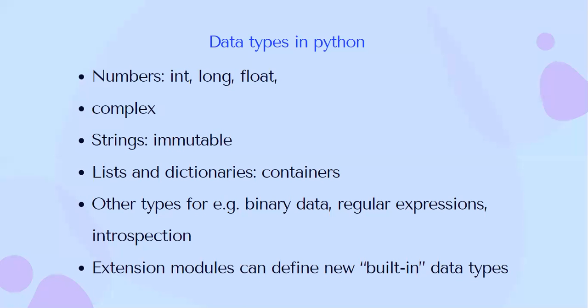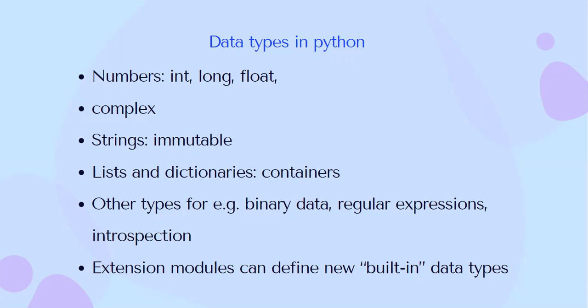So what are the data types in Python? The basic data types are int, long and float. Int is for integers, float for decimal numbers, and long for very large numbers in memory. When we talk about complex, complex is basically imaginary numbers, 1 plus iota, 2 plus iota. So these are complex numbers, and Python does have a complex data type.